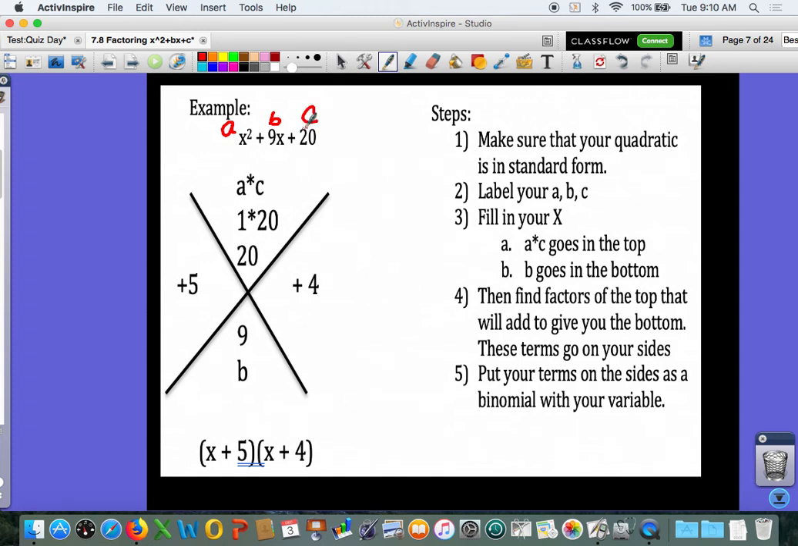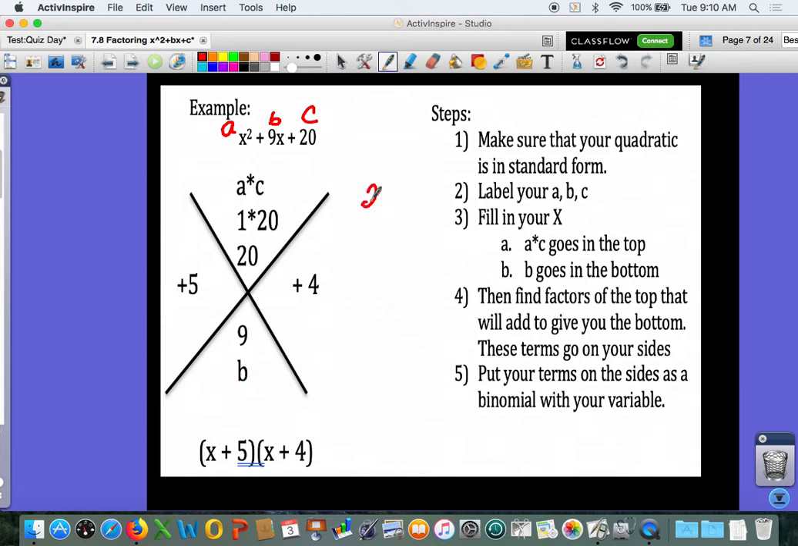Fill in your x. How do you fill in your x? Well, a times c goes on the top, so a is 1, c is 20. 1 times 20 is 20. B, which is 9, goes on the bottom. Okay? Then, that's step 3. Step 4, then find factors of the top that will add to give you the bottom.